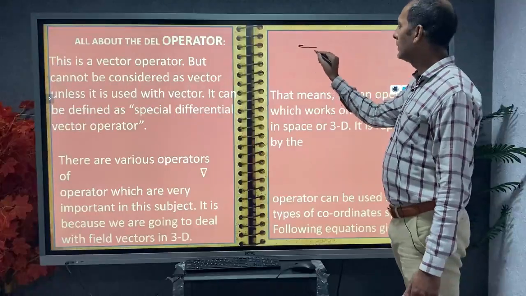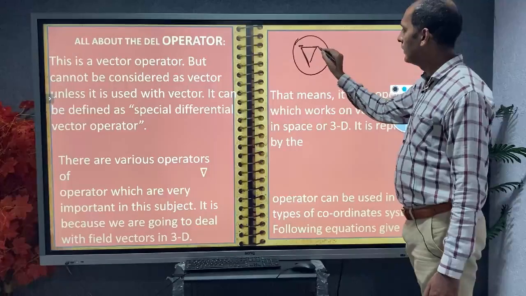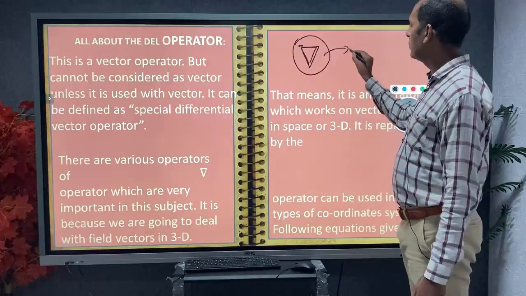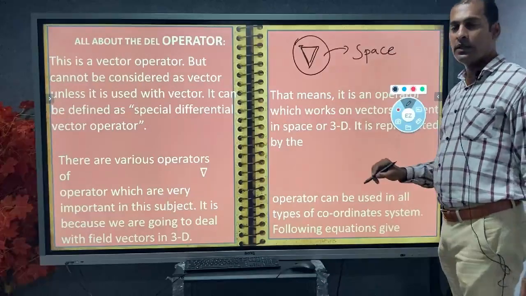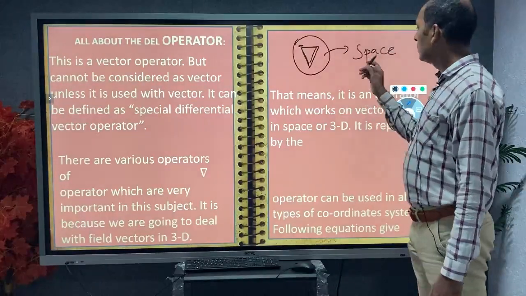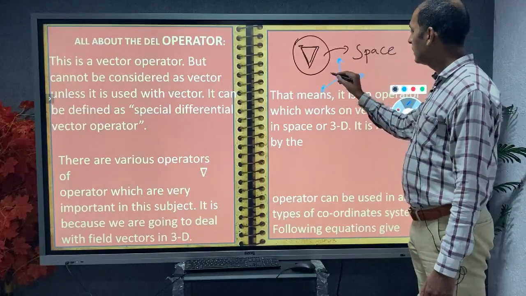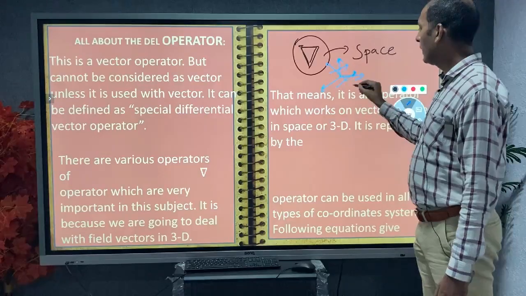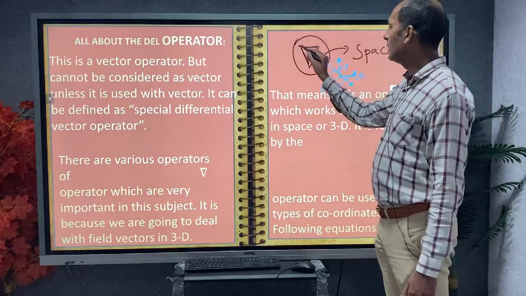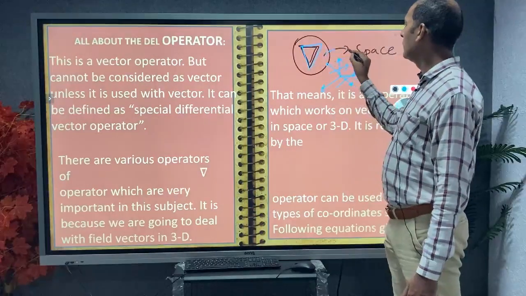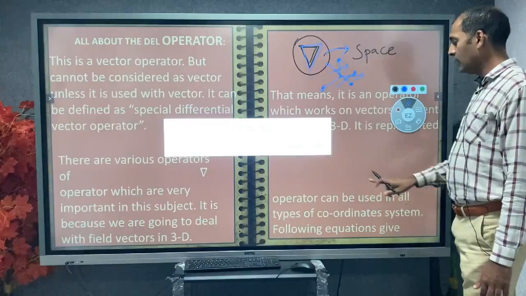So this operator is represented by this symbol, and this is used to represent space in 3 dimensions. Our vectors are working in space, either it is electric field or magnetic field, they are working in space, and this del operator is used to represent them. So it is a spatial vector operator which operates in space.